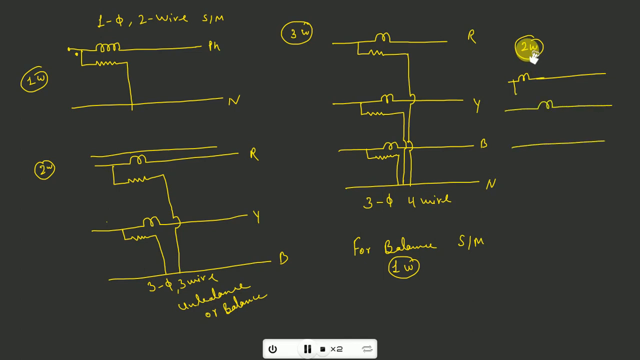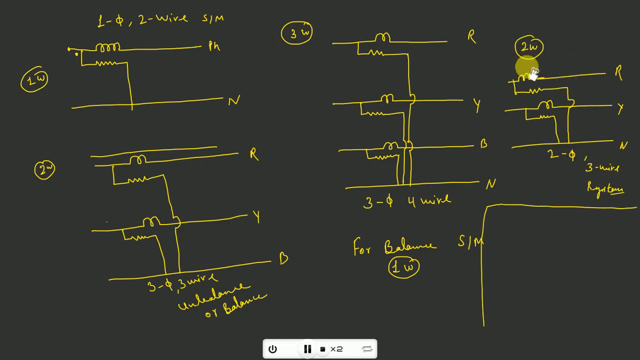So basically here we have a two phase 3 wire system. This is your R, Y, and N. So this is your 2-phase 3 wire system. Here the required number of wattmeters is 2.